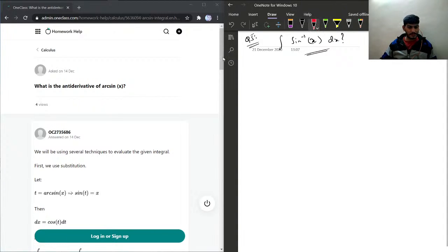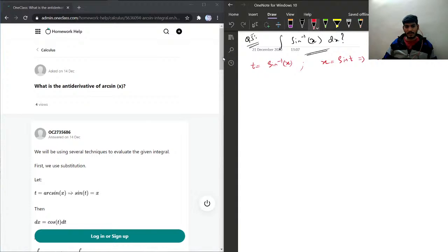So for this, what they are doing is, let's say t is sine inverse of x. So x will become sine of t, and if I take derivative, then dx will become cosine of t dt.